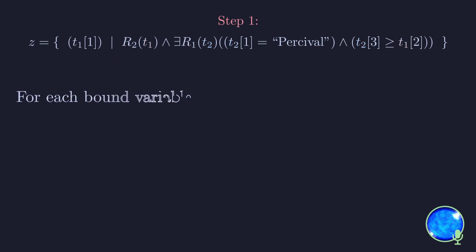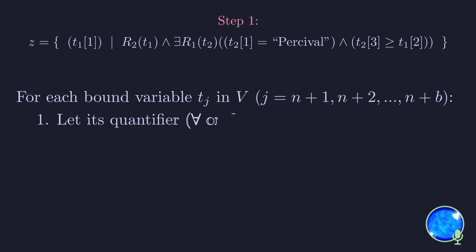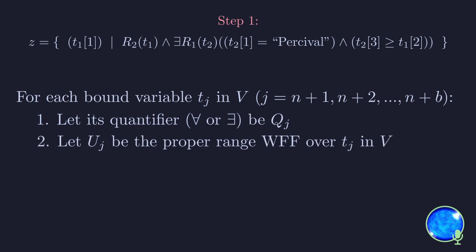Now, for each bound variable Tj in V, j equals n plus 1, n plus 2 up to n plus b, we define the following. Let Tj's quantifier be Qj, and let Uj be the proper range WFF over Tj.